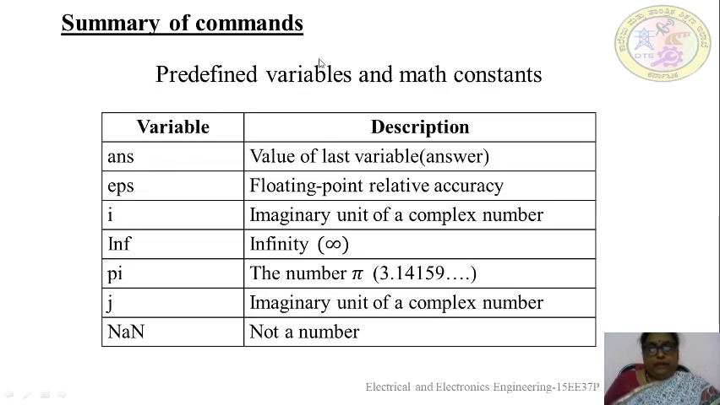So these are the predefined variables and the math constants. You know this ans, it is the value of the last variable, that is the answer. This is pi, this is the imaginary unit of a complex number, and the infinity. These are the most common things we have used. Sometimes when executing a program, you would get a NaN. It means that it is not a number, right? So this table gives you the predefined variables and the math constants.